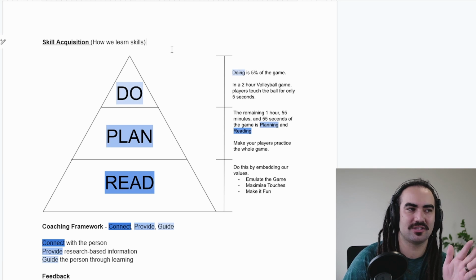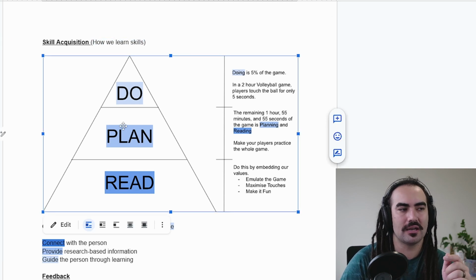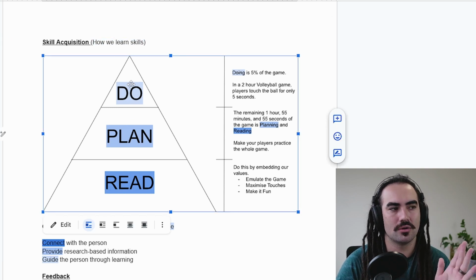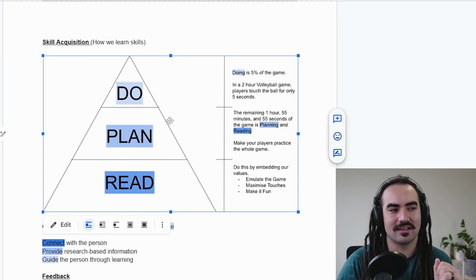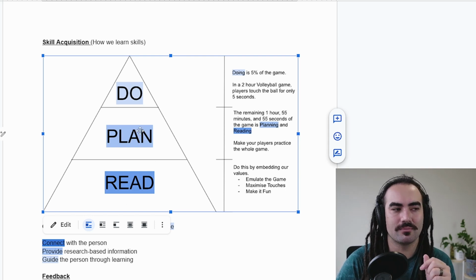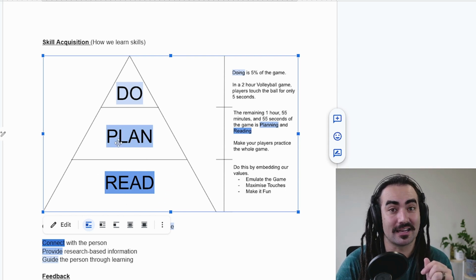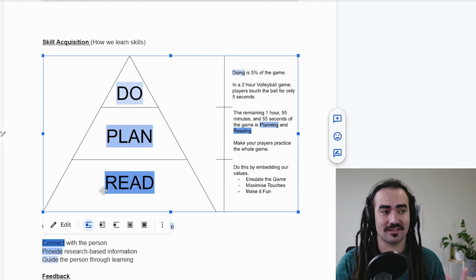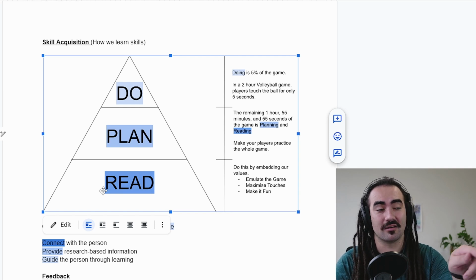This is it, skill acquisition, how we learn skills: read, plan, do. Look, do is the smallest, plan and read are the biggest. This is what we do in a game, okay? But this little do part is 5% of the game. Read and plan, everything else, is 95% of the game. So every time we're not touching the ball, we're reading, we're planning.